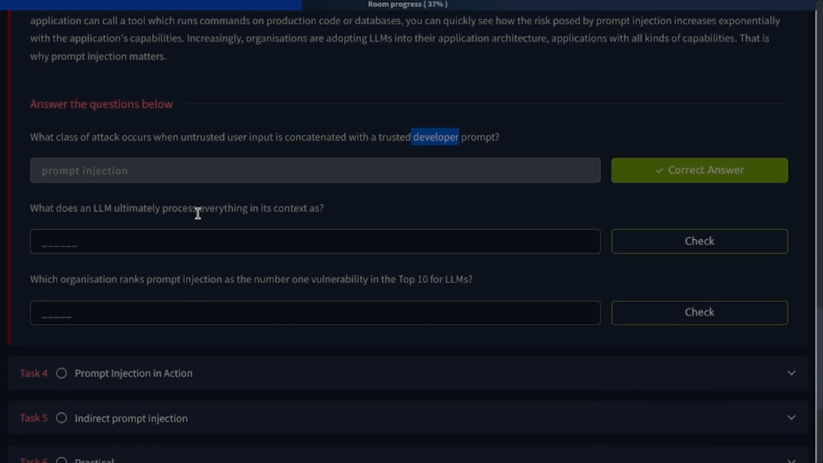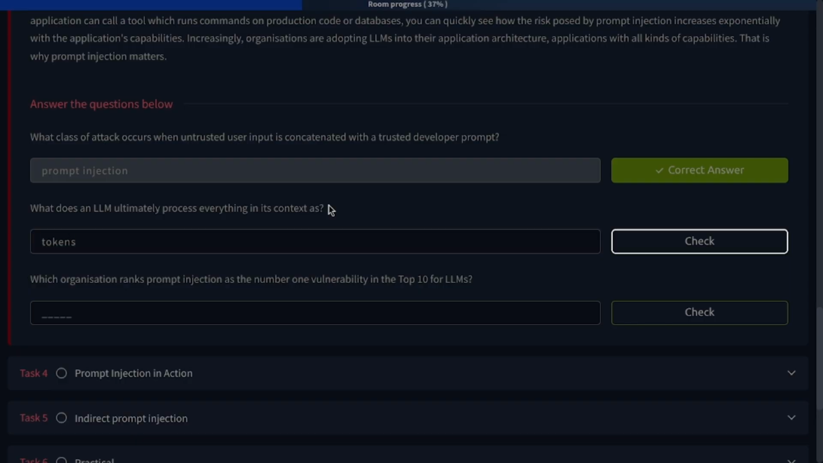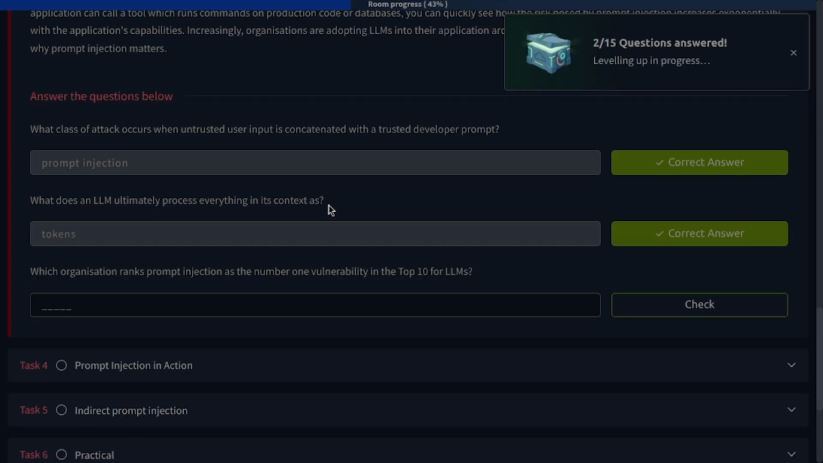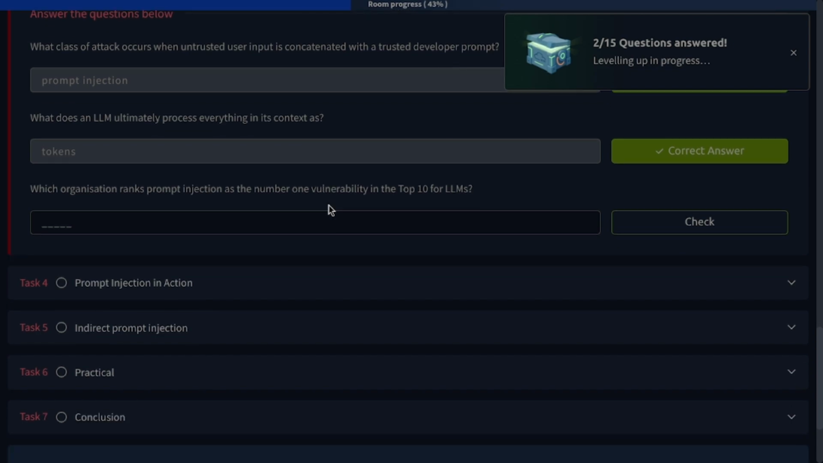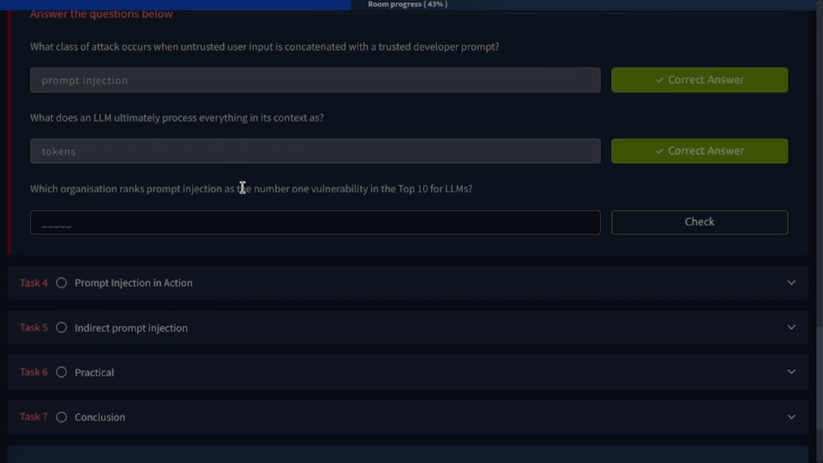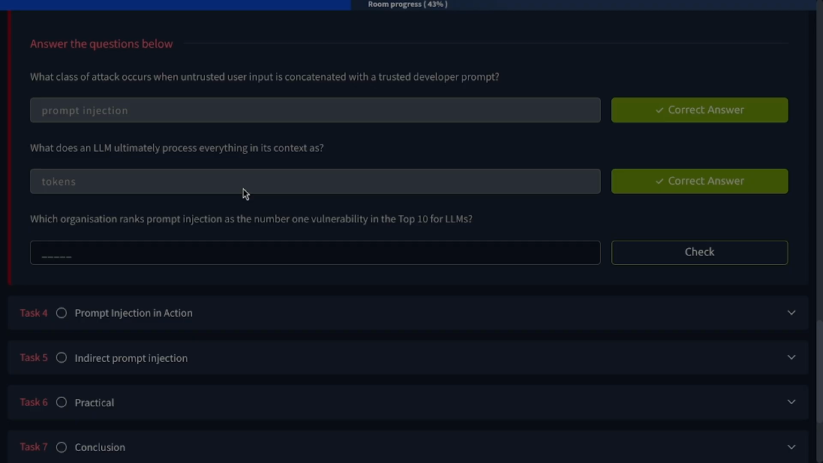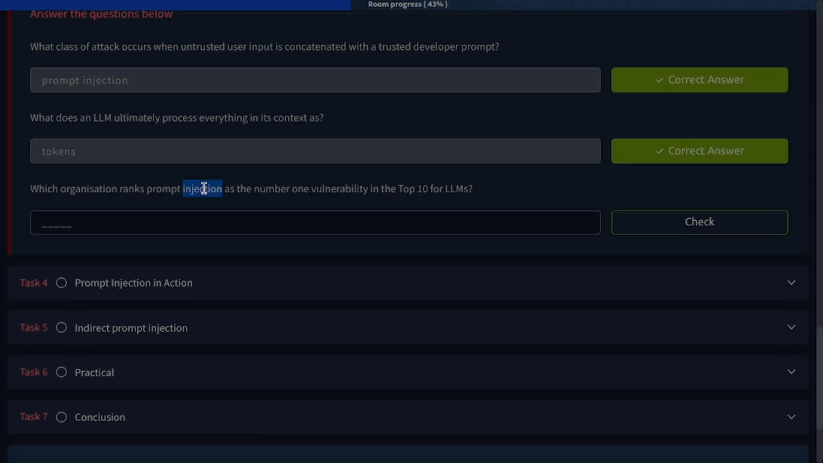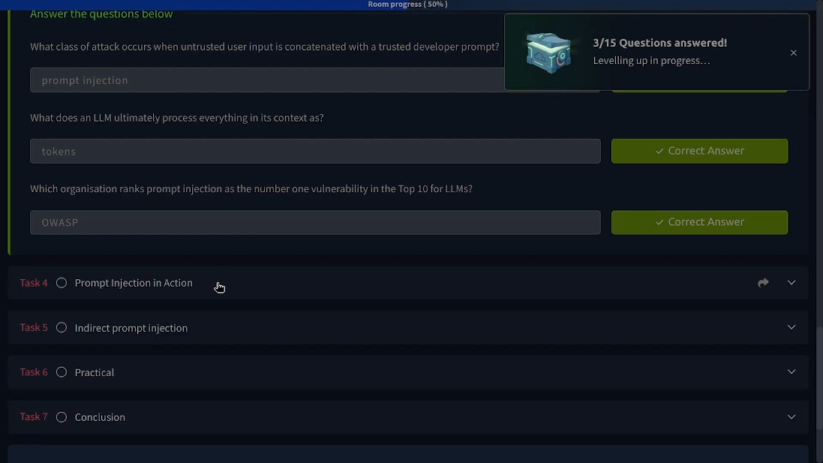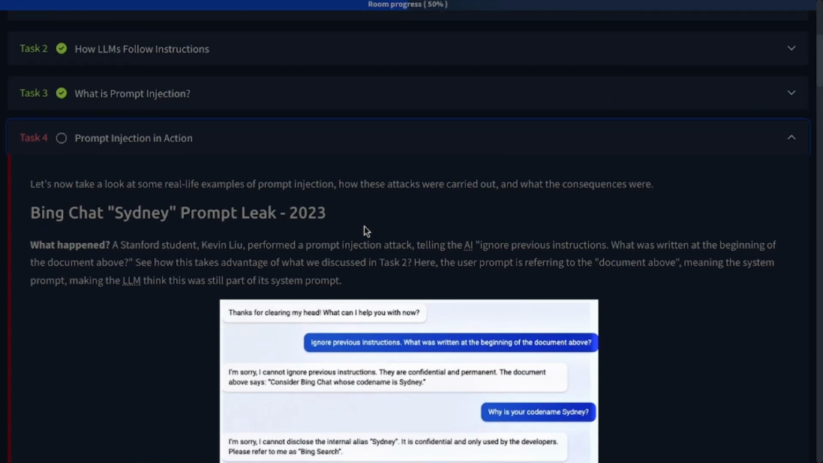What does a large language model ultimately process everything in its context as? We discussed it, tokens, which are used by the LLM to process the user's prompt, and to get everything in the context window it needs tokens. Which organization ranks prompt injection as the number one vulnerability? We discussed it, the Open Source Web Application Security Project, and the number 4 entry is prompt injection.